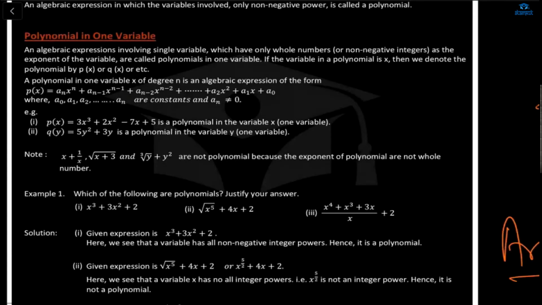Okay. That arithmetic expression is called a polynomial. Now, a polynomial can be written in one variable, or in two variables. So let's see how a polynomial can be written in one variable, or what is the definition of a polynomial in one variable.